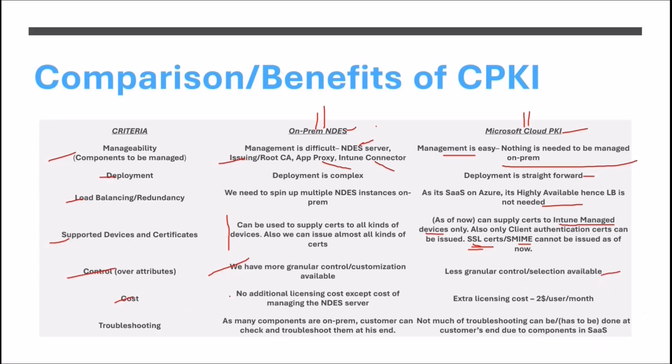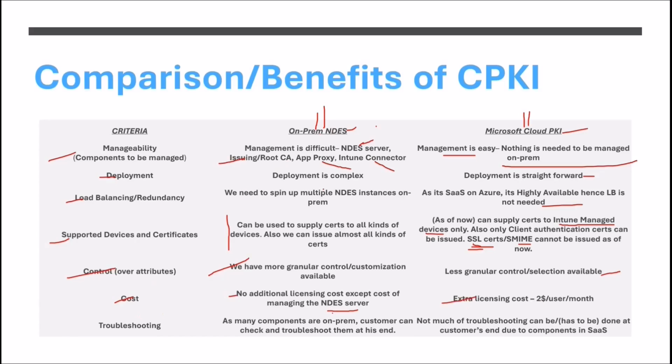The cost: in case of on-premise NDES, there was no additional licensing cost. The cost involved was only with the setup of that extra NDES server, but you can install other things also on that server, which would bring down that cost. However, in case of Cloud PKI, there is an extra cost of $2 per user per month.